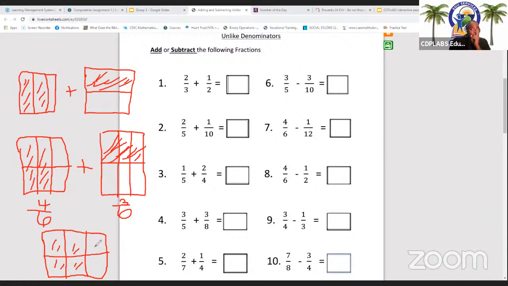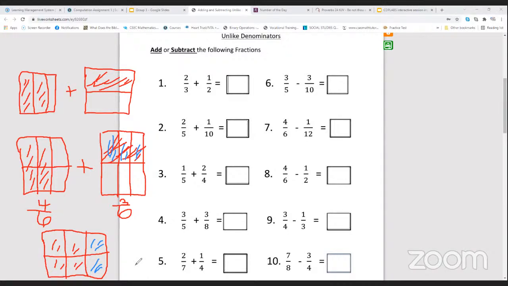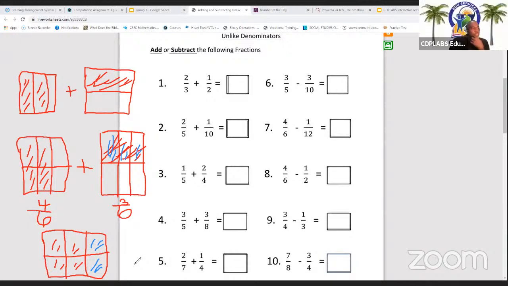But if you notice something, I'm shading. Let me use a different color. The blue, I'm going to be taking from this. So let's use this to be blue. So taking the blue, what do you observe? What do you observe? Do you observe anything? So they become equal. Equal. All right.